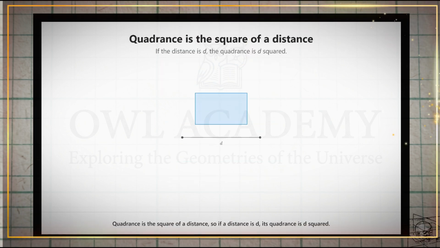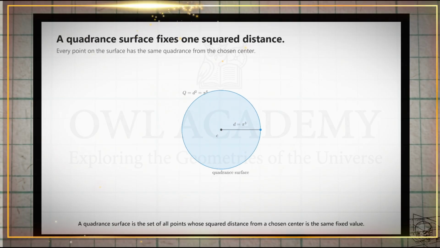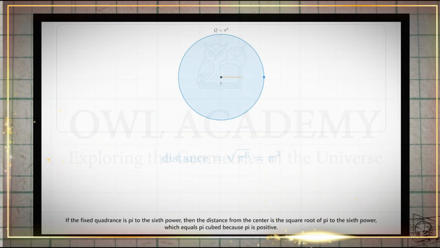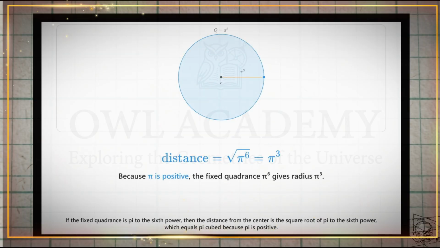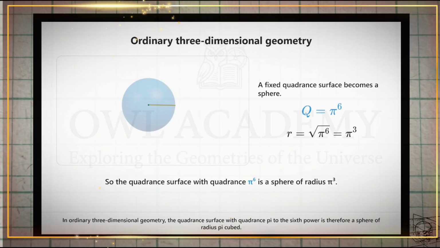Quadrance is the square of a distance, so if a distance is d, its quadrance is d squared. A quadrant surface is the set of all points whose squared distance from a chosen center is the same fixed value. If the fixed quadrance is pi to the sixth power, then the distance from the center is the square root of pi to the sixth power, which equals pi cubed because pi is positive. In ordinary three-dimensional geometry, the quadrant surface with quadrance pi to the sixth power is therefore a sphere of radius pi cubed.